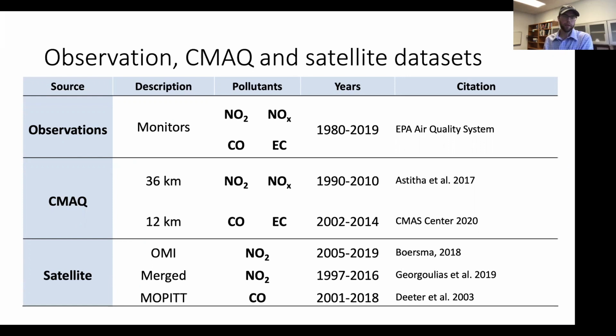And then 3 different satellite measures. So OMI, a merged satellite product that comes from GOME, GOME-2, and SCIAMACHY, and then MOPITT for CO, which I actually won't present today, but that's in the final analysis. And again, they have some different coverages in their years.